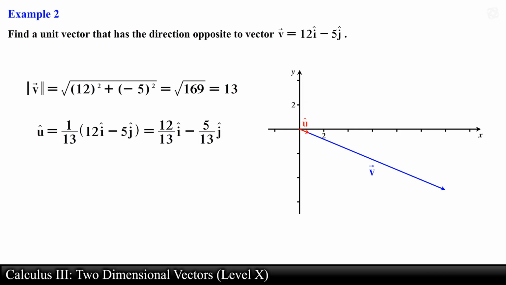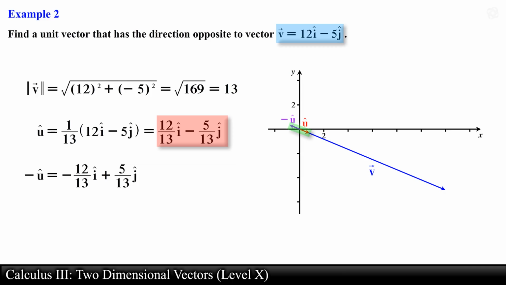Next, we want to find a vector that points in the opposite direction to this vector. The easiest way to find this vector is by multiplying the components of our unit vector by the scalar -1. Doing that, we obtain the following expression for our unit vector, -12 over 13 i hat plus 5 over 13 j hat. Notice that unit vectors are useful in extracting the direction of a vector. Once you have the components for the direction of a unit vector, you're able to scale this unit vector to any length, and it will be parallel to the original vector.